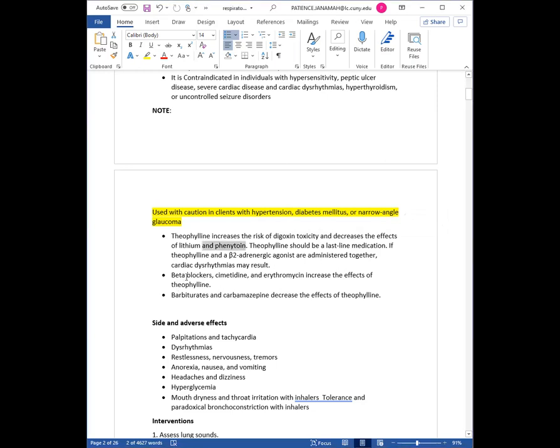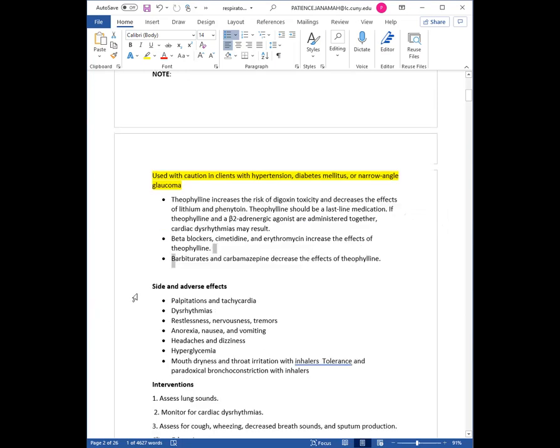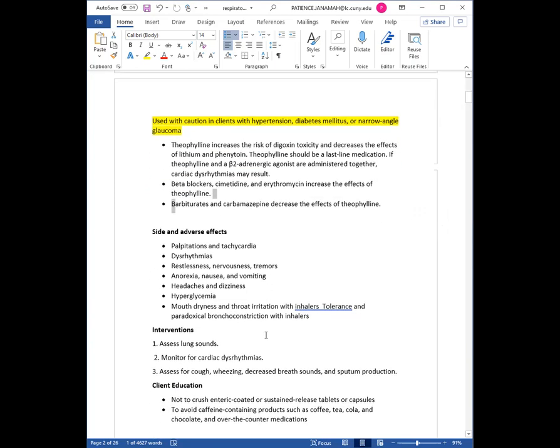the effectiveness. So that means if my beta blockers were already effective in reducing my blood pressure and I take theophylline, it's going to reduce it more. It's going to work more. So it jump-starts it. Now the side effects are palpitations, dysrhythmias, restlessness, nervousness, tremors, anorexia.